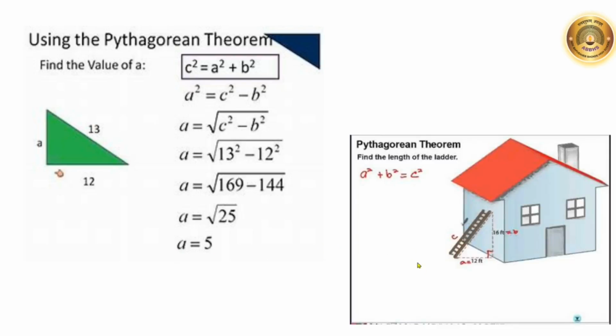This is another example where you will apply Pythagoras theorem. Here we want to find the length of the ladder, which is leaning against the wall of the house. The height is given and the distance between the base of the ladder and the base of the wall is given. So knowing the two distances, we can find the length of the ladder using the Pythagoras theorem.